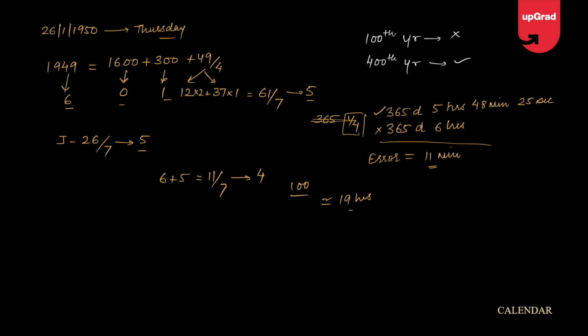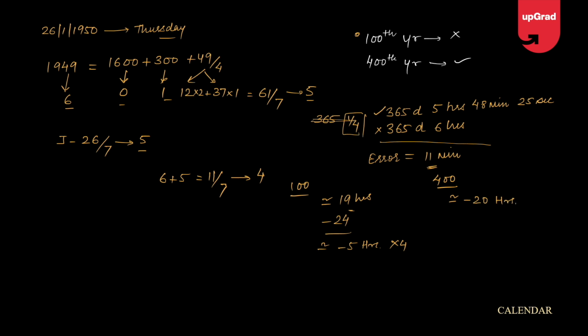And therefore, to compensate this 19 hours, we removed a day from 100th year to make it an ordinary year. That's the reason why 100th year is not called a leap year. So what happened? The error which was supposed to be 11 minutes is now, because we have removed a day, close to minus 5 hours in 100 years. But this is again for 100 years. What if the calculation is for 400 years? This error will become 4 times because in 100 years it was minus 5 hours. In 400 years it will be close to minus 20 hours.